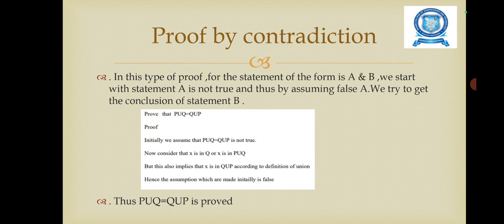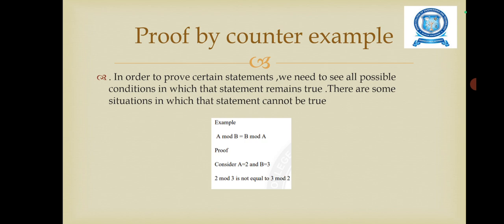Here also we are going to see one example, P union Q equal to Q union P. Proof: we assume that P union Q equal to Q union P is not true. So we consider that X is in Q or X is in P union Q. It also implies that X is in Q union P according to the definition of union. Hence the assumption which was made initially is false. Hence it is proved.